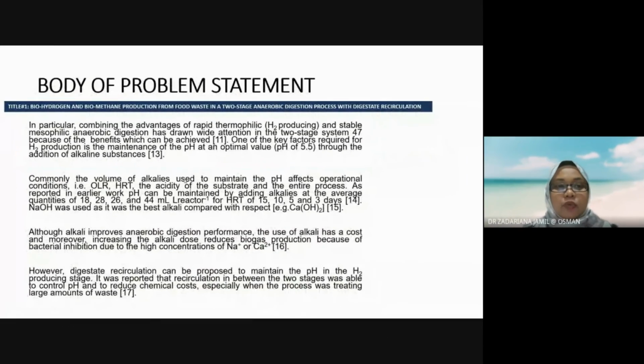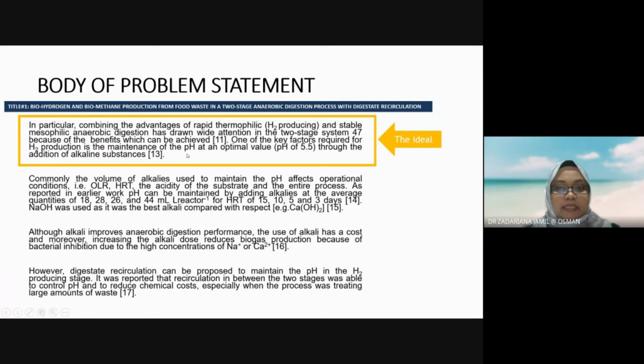So let's look at the body of a problem statement. We look at an example for research title number 1, which is biohydrogen and biomethane production from food waste in a two-stage anaerobic digestion process with digested recirculation. So let's look at the problem statement for this research. The first part is the ideal.